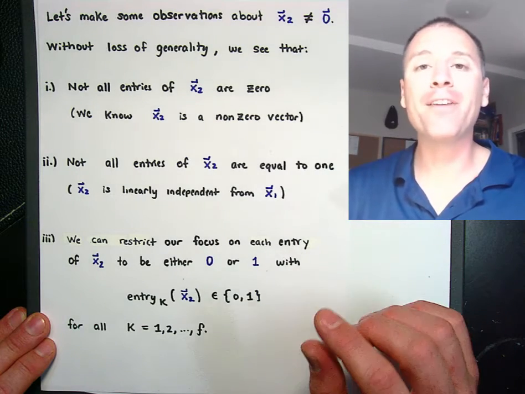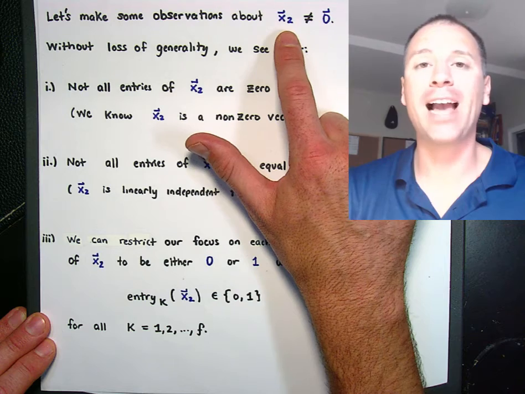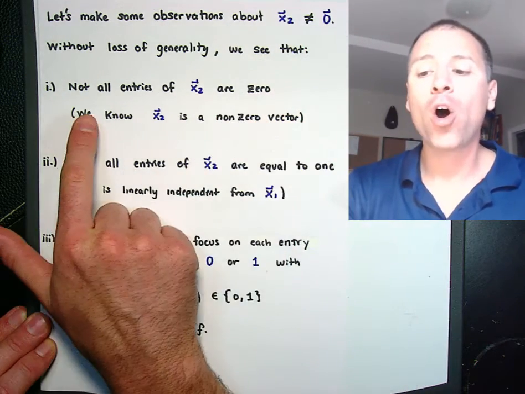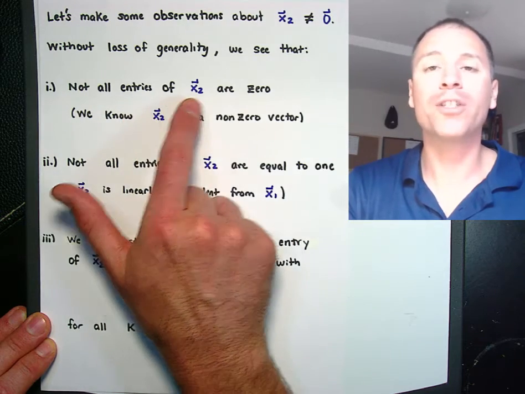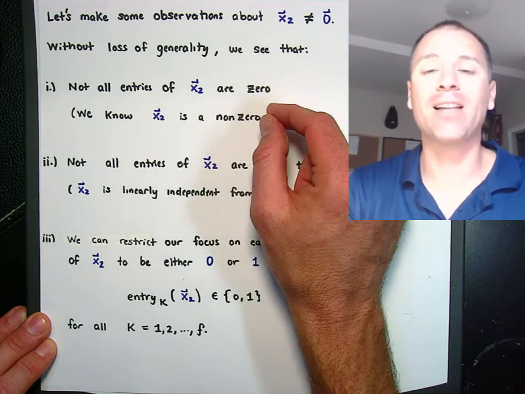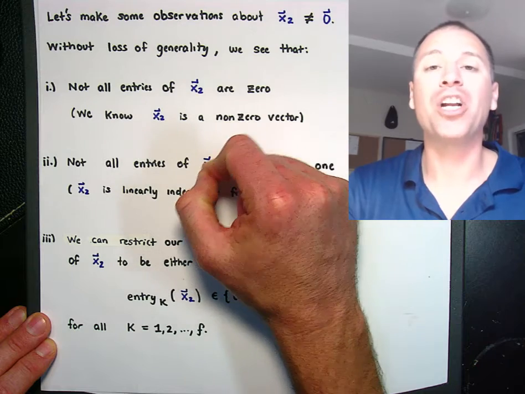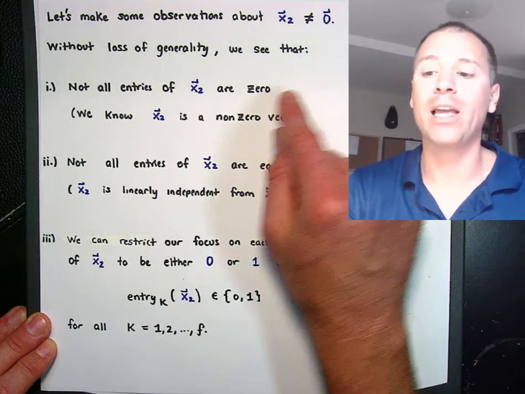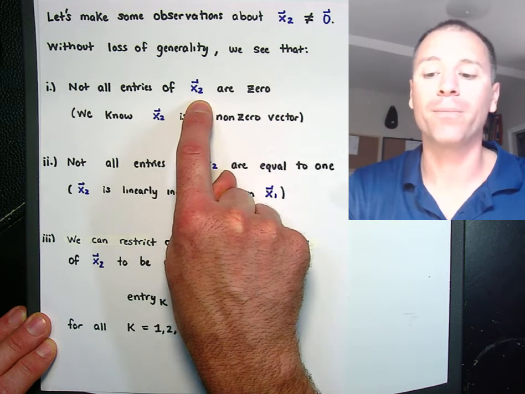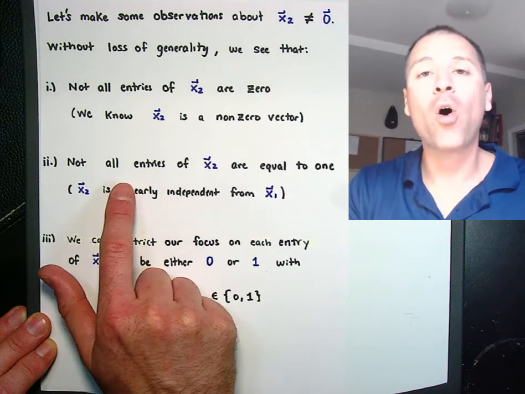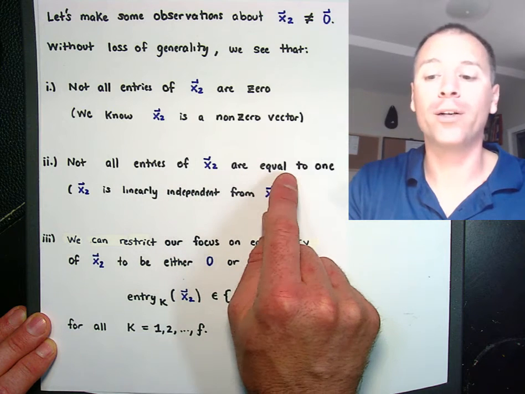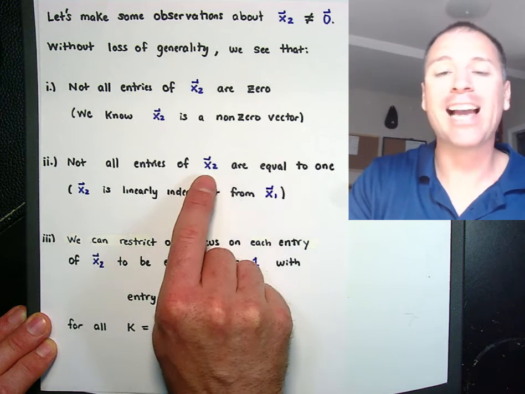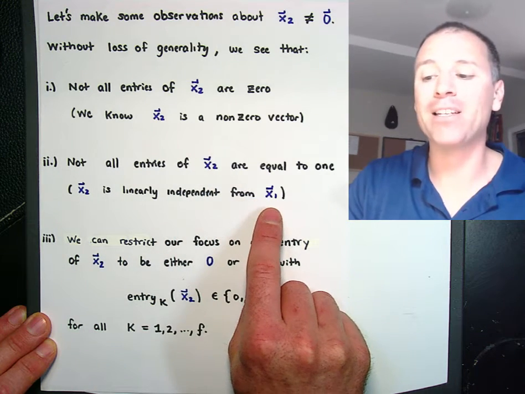Let's make some specific observations about our vector x2, which is non-zero. We're going to say that not all entries of x2 are 0. The point of this is that the rank is less than f minus 1, so we should have a non-zero vector that sends the columns of A to 0. In other words, not all entries of that can be 0. Similarly, not all entries of this thing are equal to 1, or even scalar multiples of 1, because if that was the case, x2 would be linearly dependent on x1.